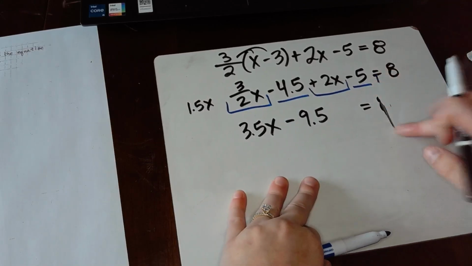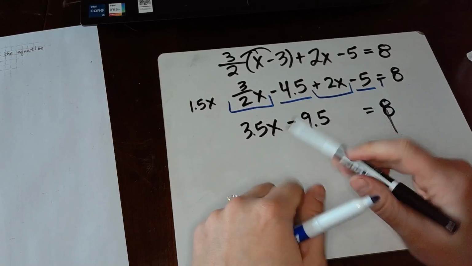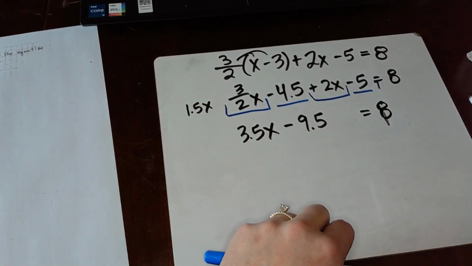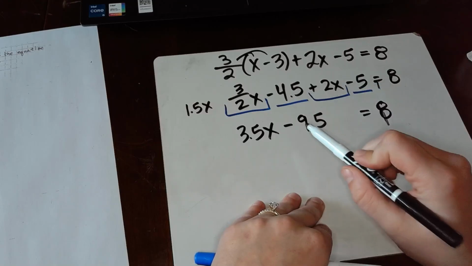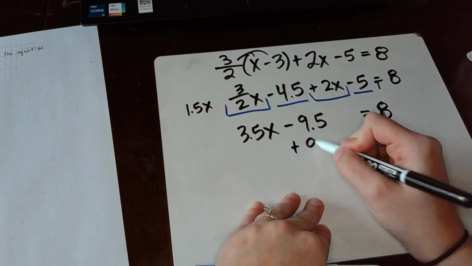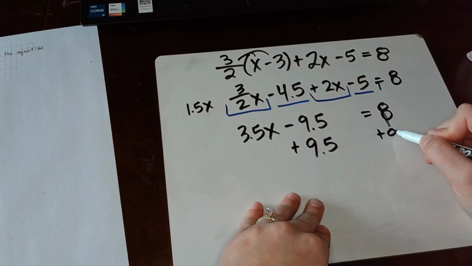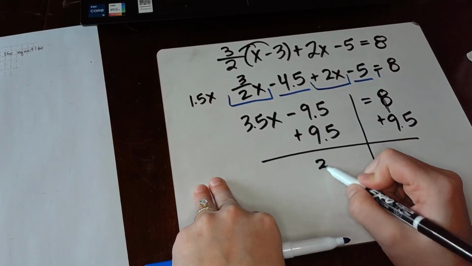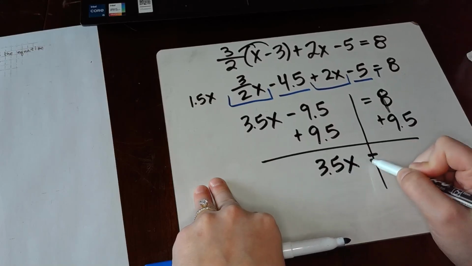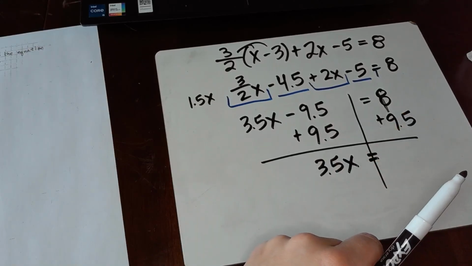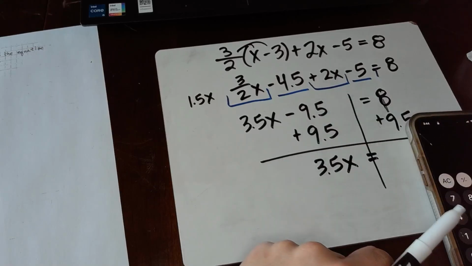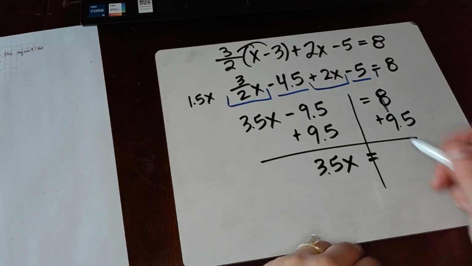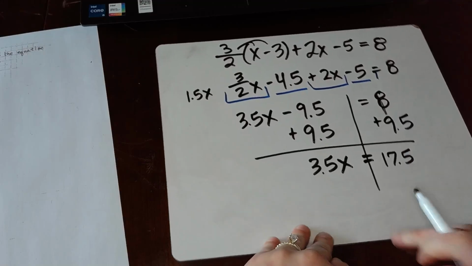So we've officially gotten it down to where we just have one set of variables and one set of constants equals some constants. So now you need to get all your constants on the same side. You're going to add 9.5 on both sides because you have to do the opposite. You'll be left with 3.5x equals, and you have access to a calculator, 8 plus 9.5, which would equal 17.5.